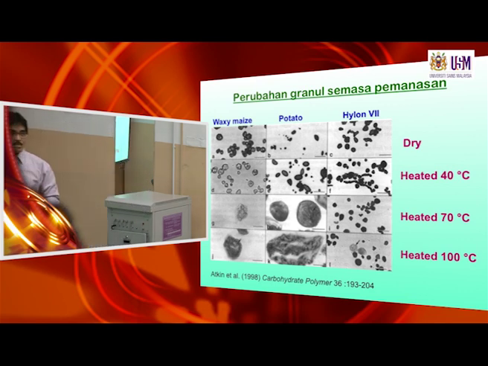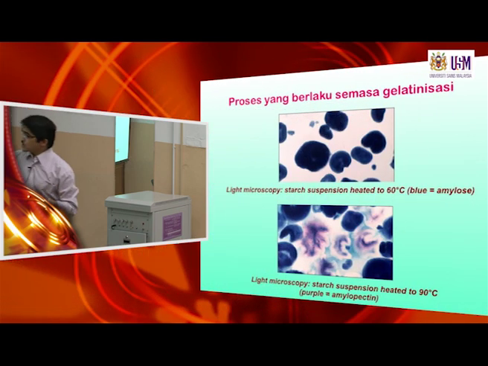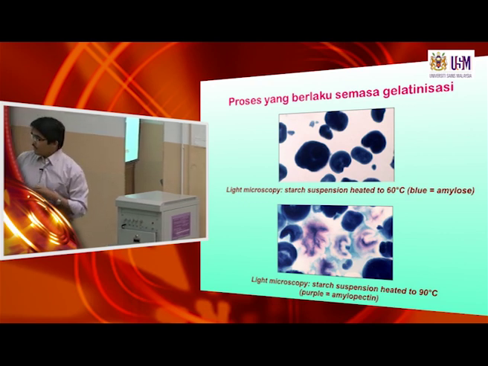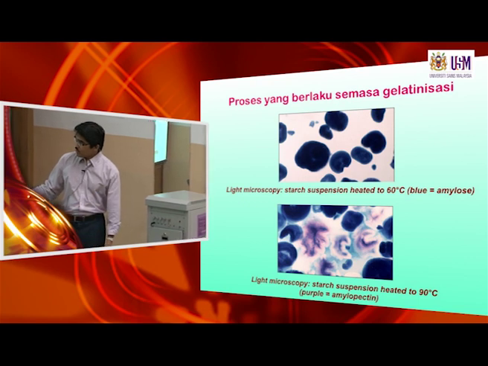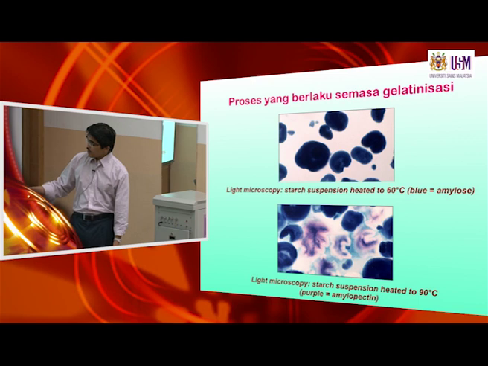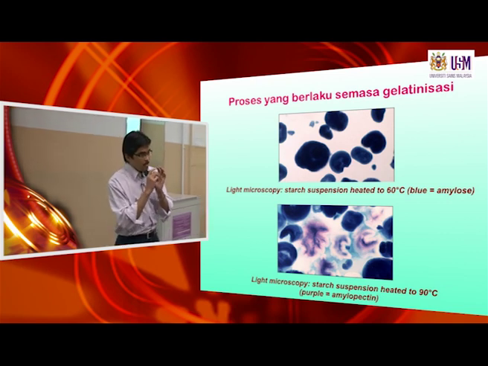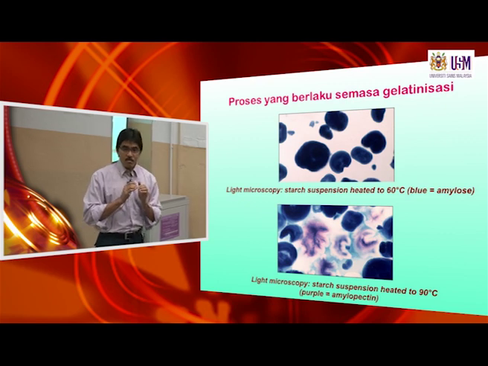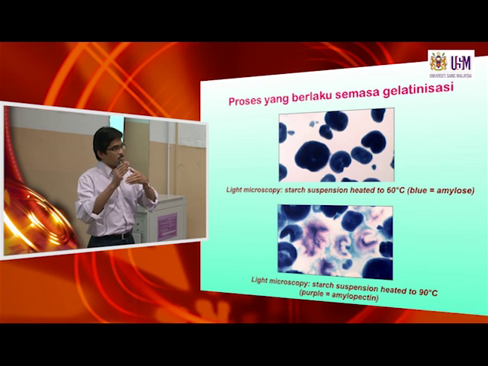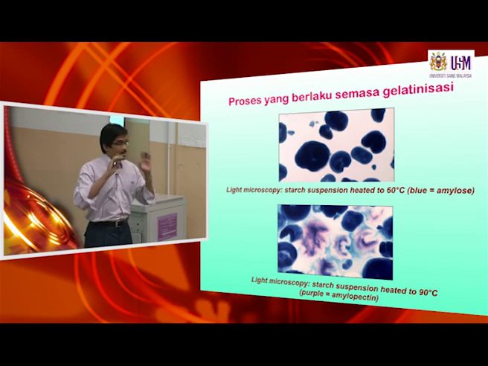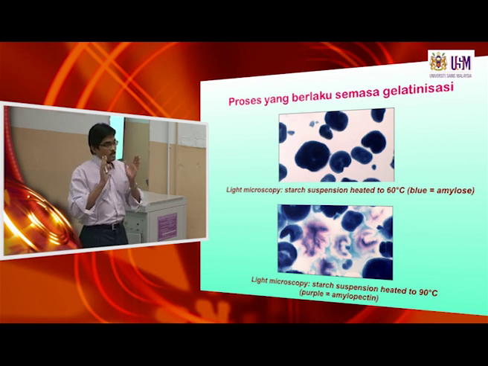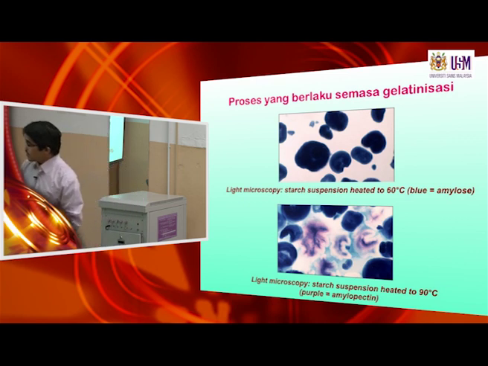So initially, we can see it like this, very dark, okay? But when the starch granule starts to rupture, we can see the continuous phase here is blue in color, which means amylose has leached out from the granule into the surrounding, into the continuous phase. Whereas amylopectin, the purplish color, apparently still remains in the granule because they are big molecules, they cannot easily leach out from the granule. But amylose being a linear molecule, especially the short chain amylose, can leach out into the surrounding.